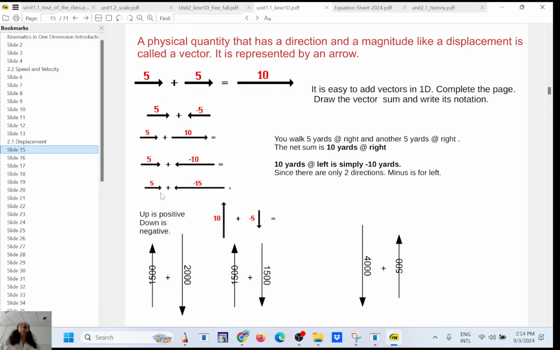So all these are vectors. If you walk 5 blocks to the right and then another 5 blocks, how many blocks did you walk? 10 blocks to the right. Blocks is the unit, 10 is the magnitude, and to the right is the direction.